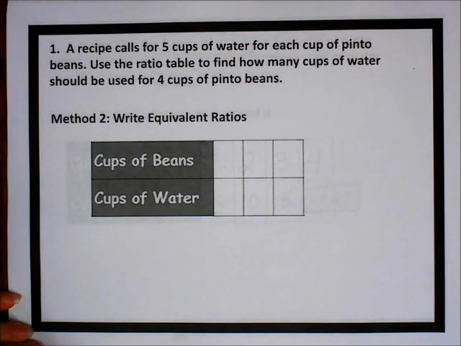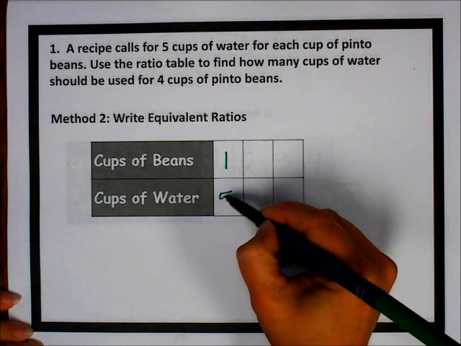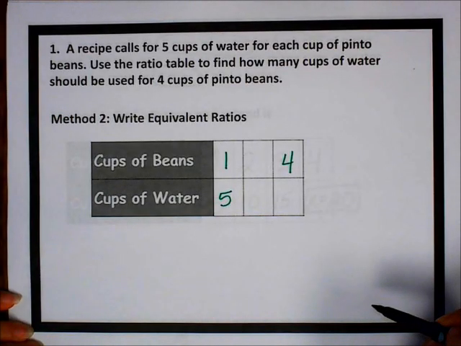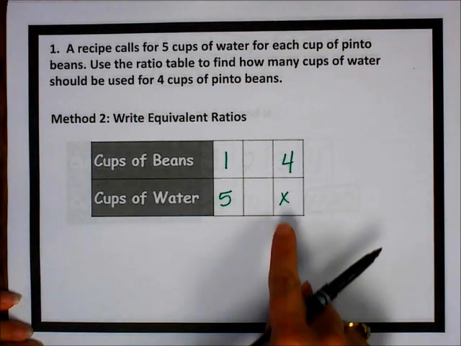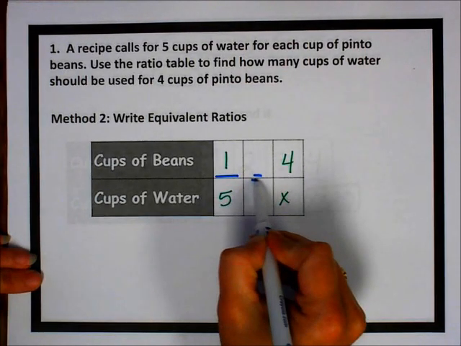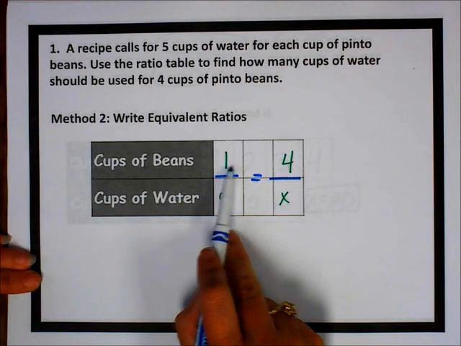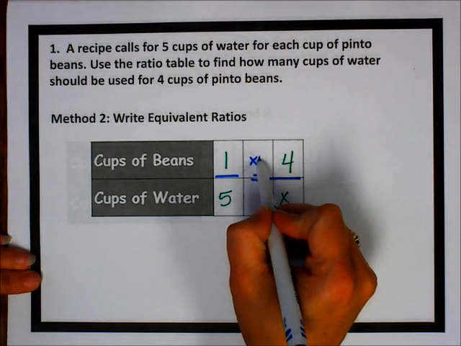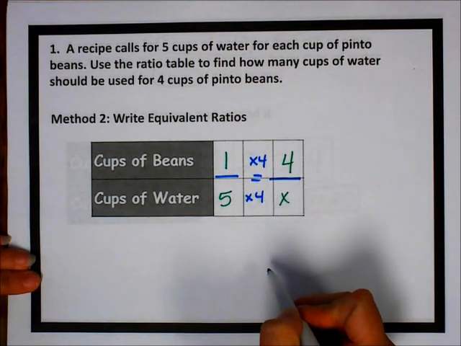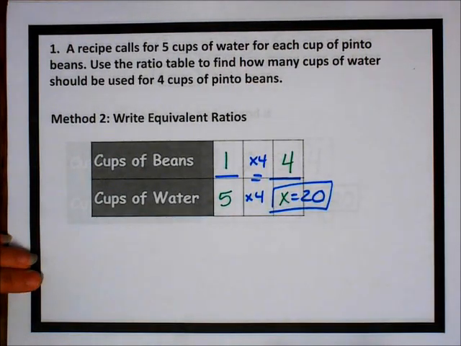Okay, we're starting out with the same information. For 1 cup of beans, we need 5 cups of water, but I know that I need a total of 4 cups of beans, and so I'm looking for X, the cups of water. Think of this as our equivalent fractions, but we have it in a table. So I ask myself, what do I do to get from 1 to 4? Times 4. And remember, whatever I do to the numerator, I have to do to the denominator. So 5 times 4 is 20. So X is equal to 20 cups of water.